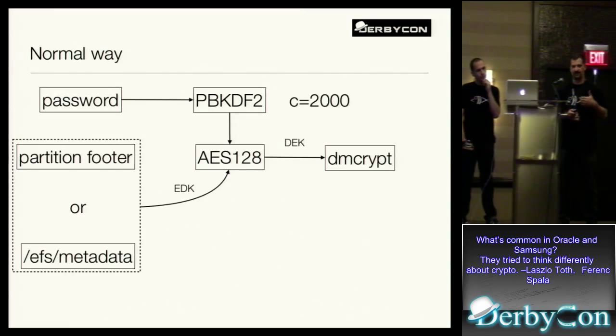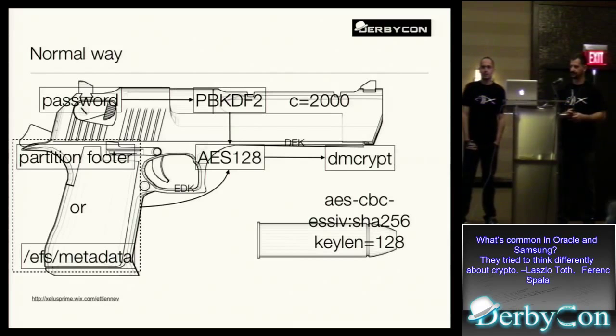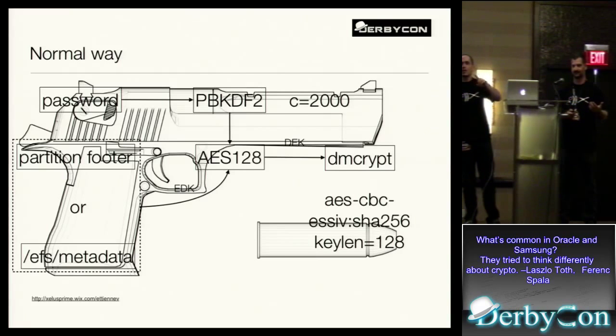The key derivation function uses 2000 cycles in theory, in practice it is 4000. And dm-crypt uses AES CBC. Fortunately, this diagram is easy to remember because it looks like a Desert Eagle. Guys, do not give a gun to me. Never, ever. Anyway, I like knives, so no.